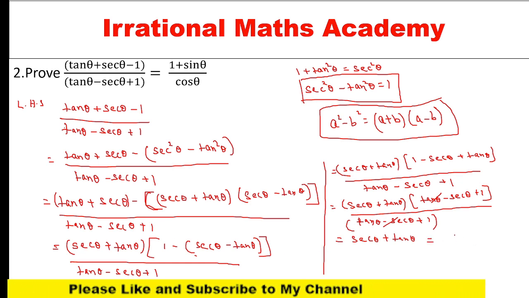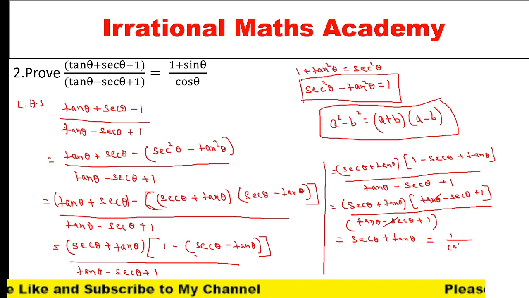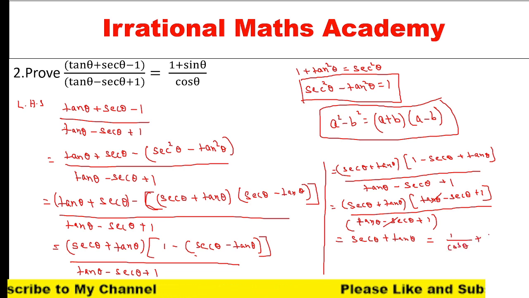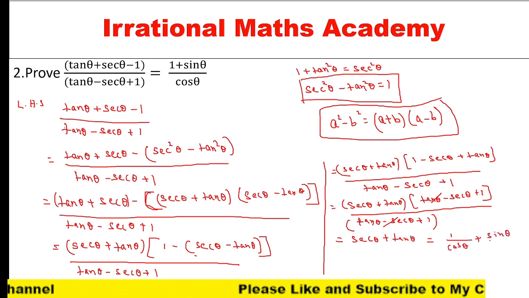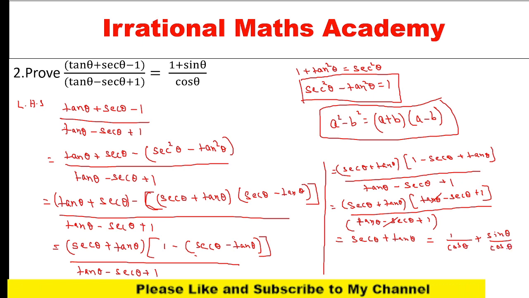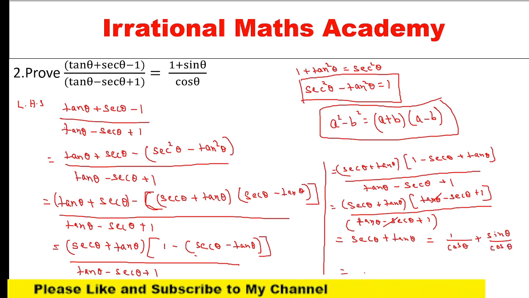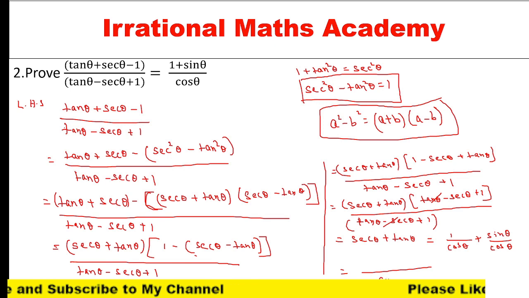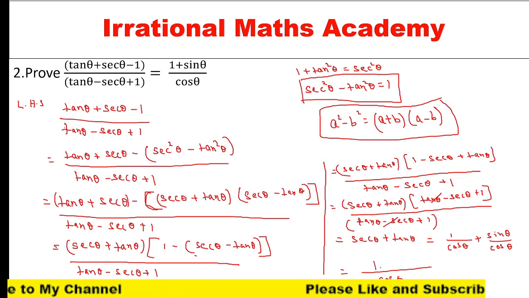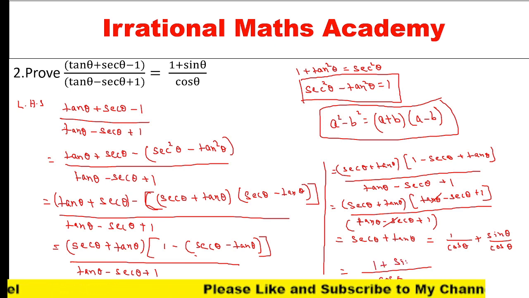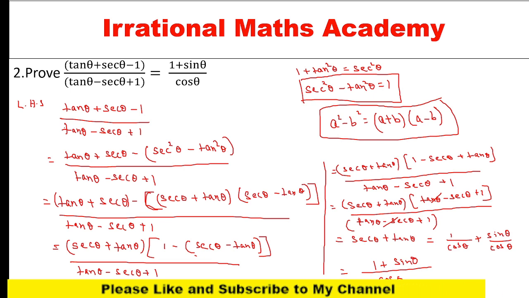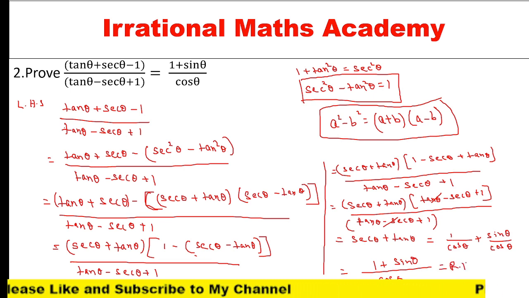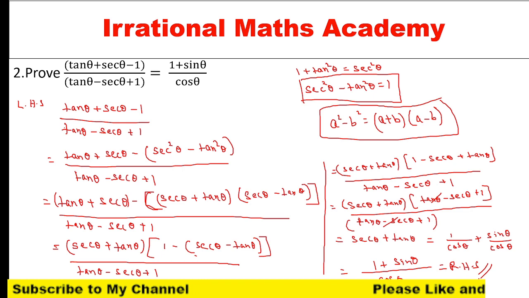Secant theta we know is 1 by cos theta, tan theta is sin theta by cos theta. Is this clear? So now I can write it as, if I take cos theta, denominator same, right? So 1 plus sin theta by cos theta. This is our required answer. So RHS. Is this clear?